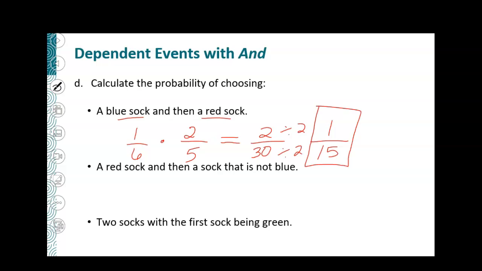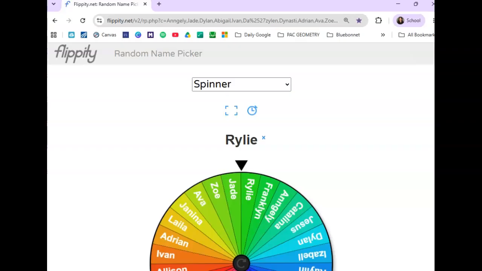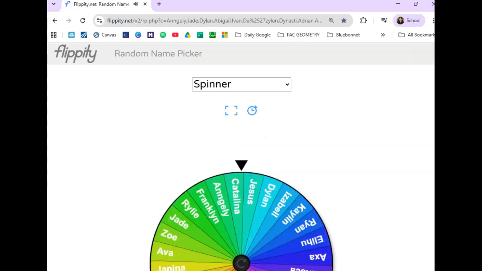Okay. You're doing a red sock and then a sock that is not blue. Ready? And probability for choosing a red sock from the drawer. So that would be event A.